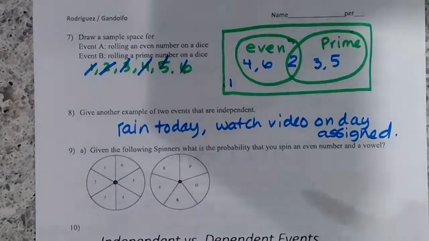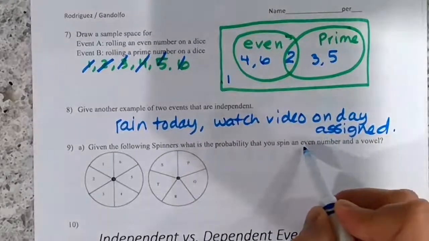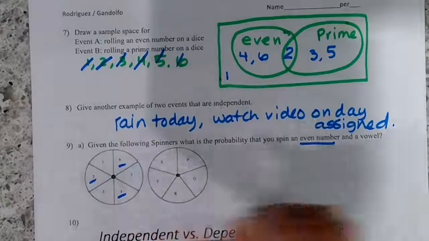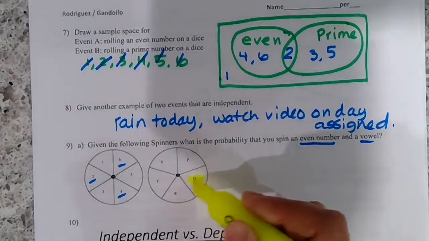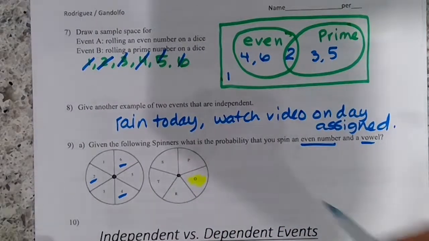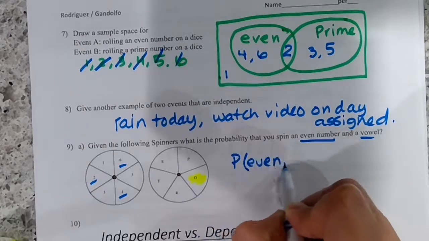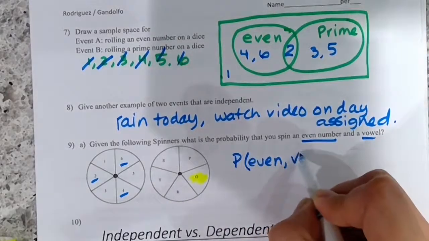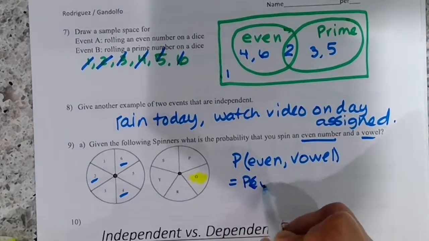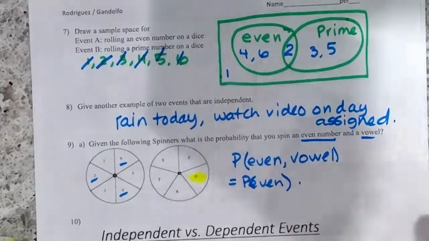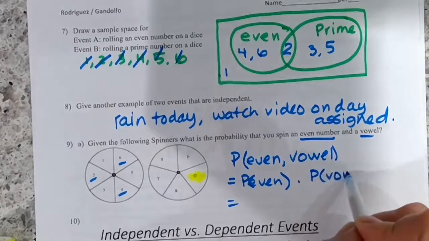Okay. Next one says, given the following spinners, what's the probability that you spin an even number and a vowel? Spinning an even number, so we have our 2, 4, 6, spinning our vowels, A, E, I, O, U. So it's only O. So the probability that you, and this is sometimes how they write it, probability that you get an even and then probability that you get a vowel is equal to the probability of you getting an even number. If they're independent events, you can actually multiply the two. So probability that you get an even number times the probability that you would get a vowel.